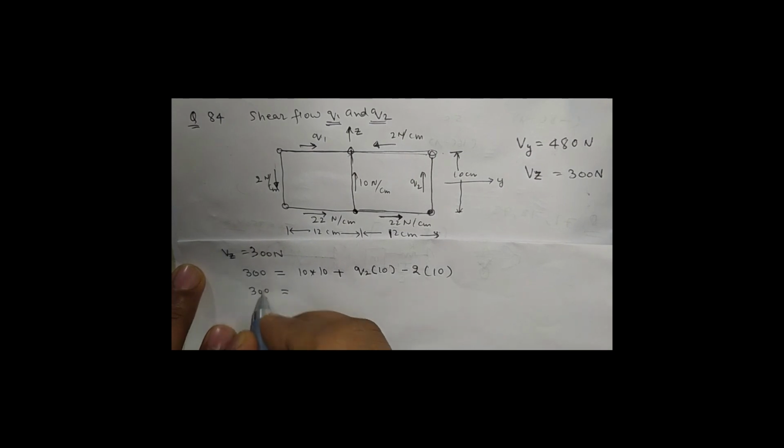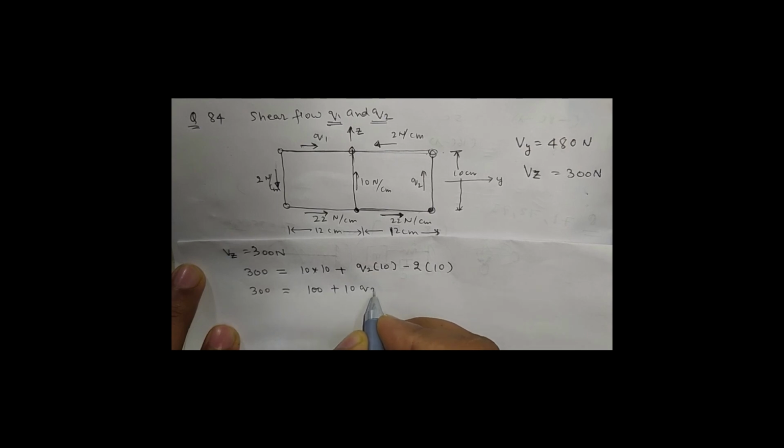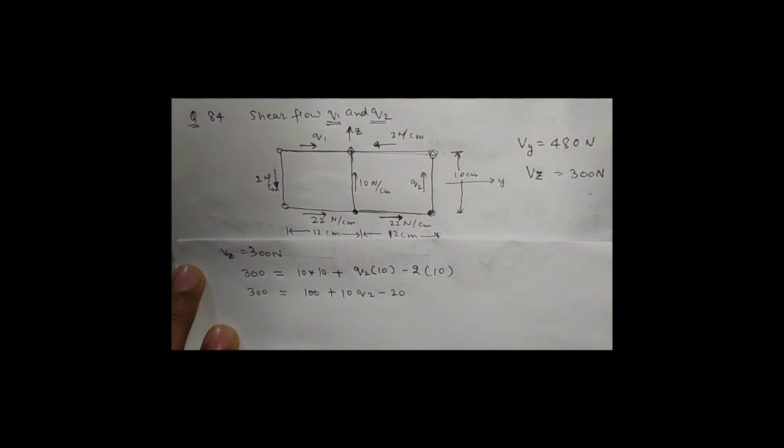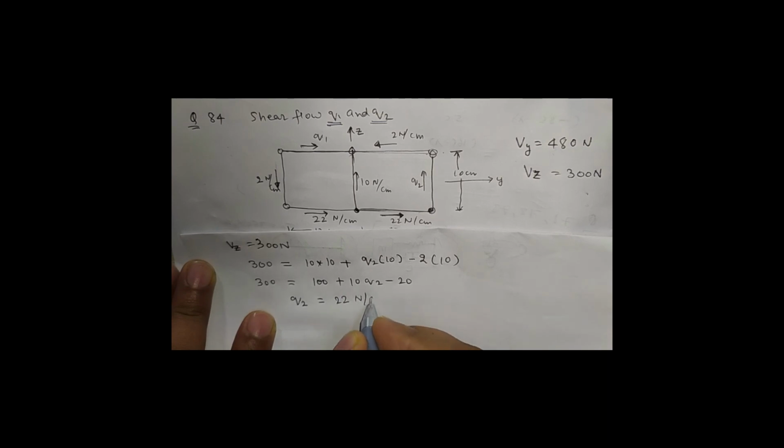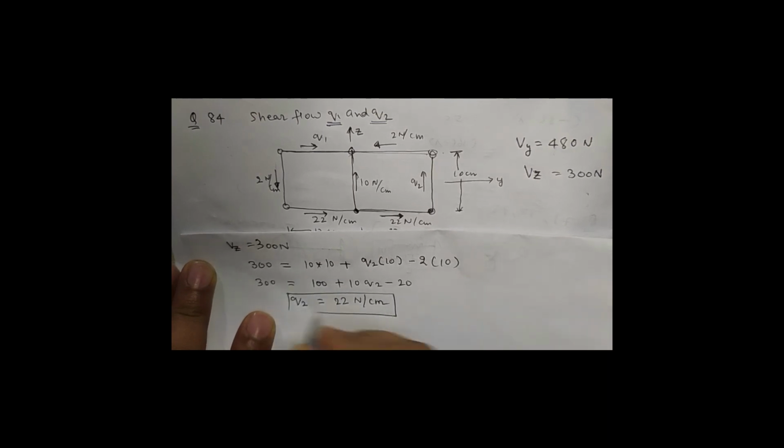So 300 equals 100 plus 10 Q2 minus 20. We can find Q2, 200, we will get 22 Newton per centimeter. So we get Q1 equal to minus 2 Newton per centimeter, and Q2 is this. So option A is the correct answer.